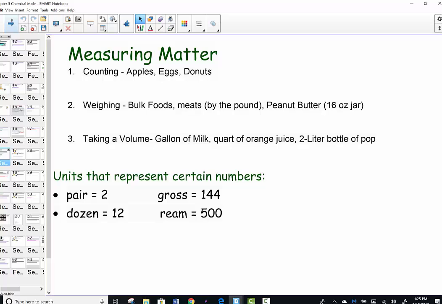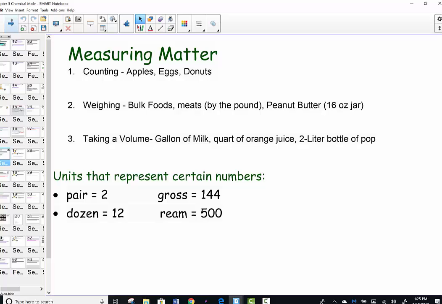Just as we have certain words that represent numbers. If I say the word pair, I have a pair of mittens, I have a pair of socks, you know that the word pair represents the number 2. If I have a dozen eggs, that word dozen represents a number, and that number is 12. A ream of paper, unless you stuff the copy machine regularly like I do, a ream of paper is 500 sheets. It's a word that represents a number. These words and their numbers are the same thing as a chemical mole.